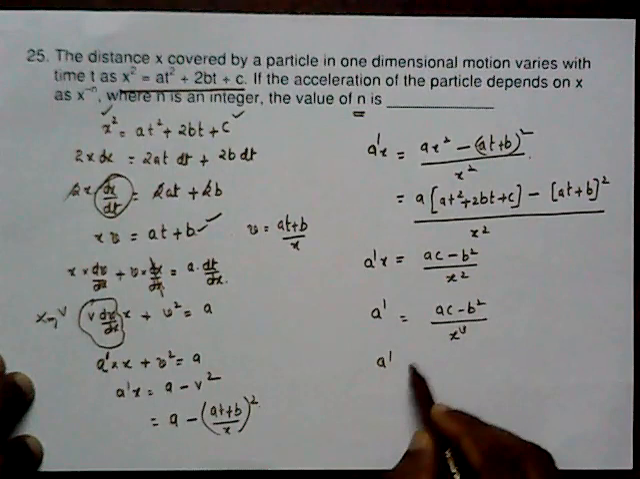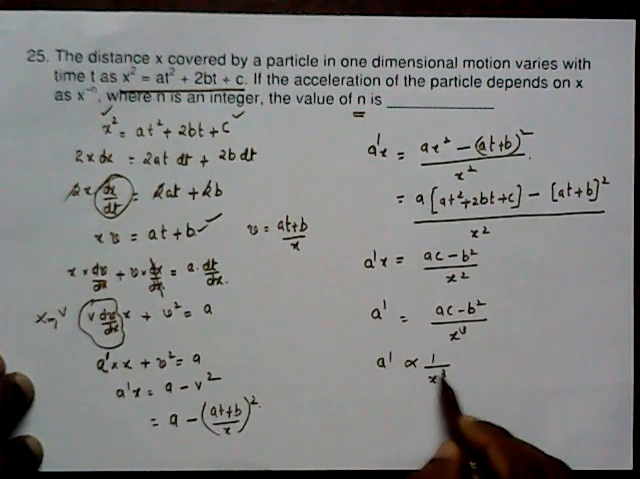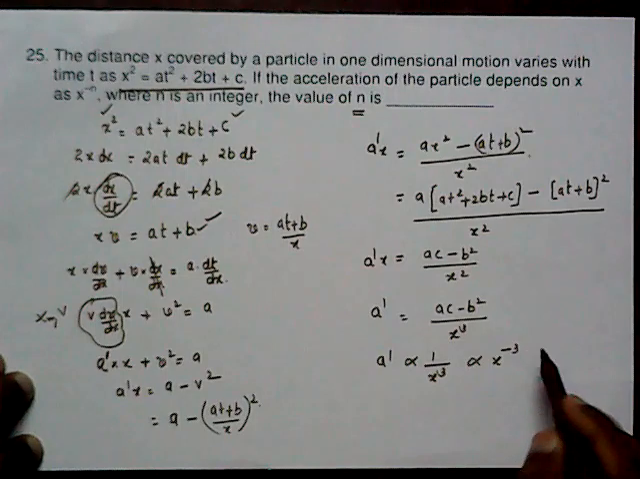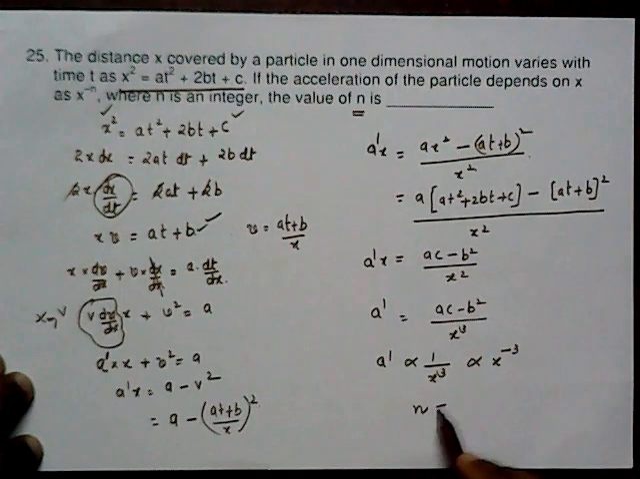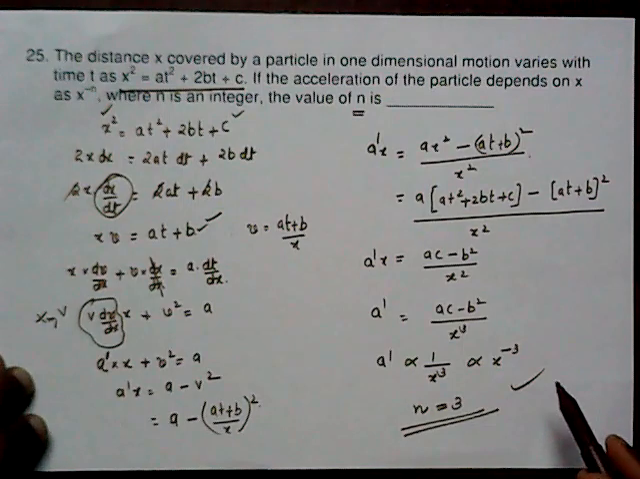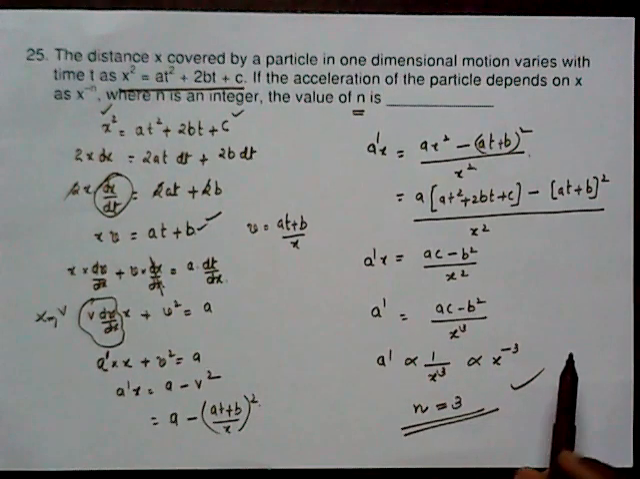So here we can say that acceleration is proportional to 1 by x cube, so proportional to x raised to minus 3. So we can say that n takes the value 3. A good question from motion in a straight line.